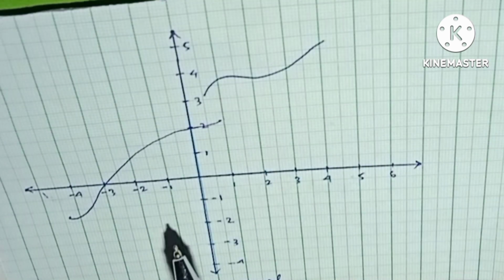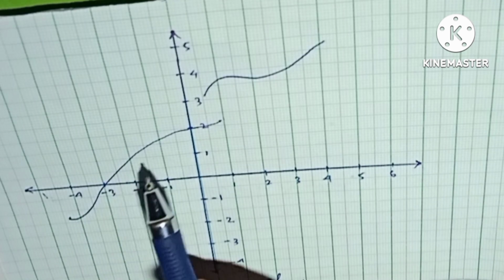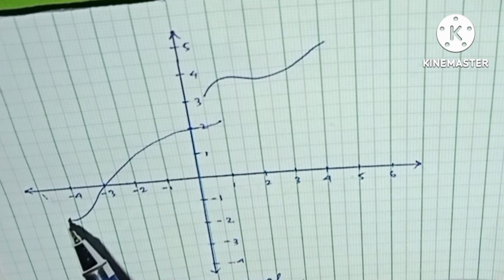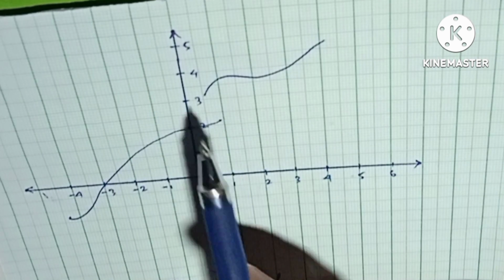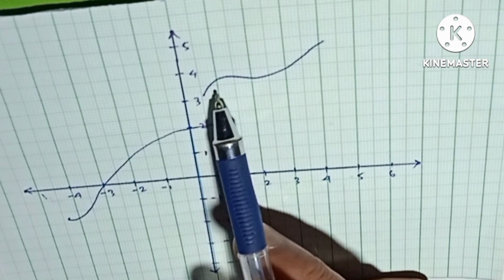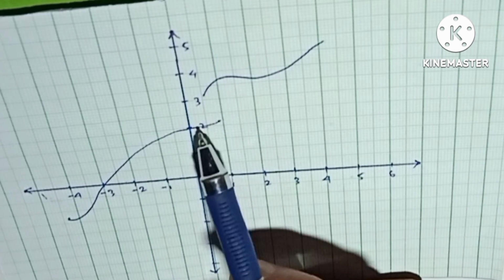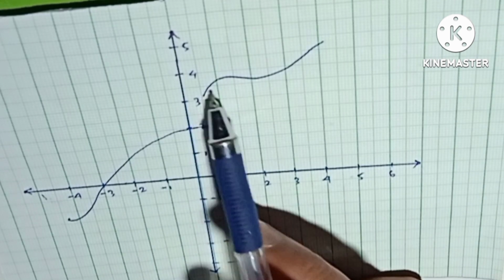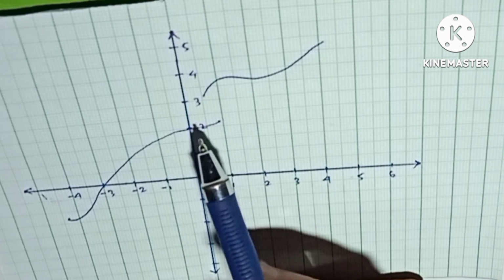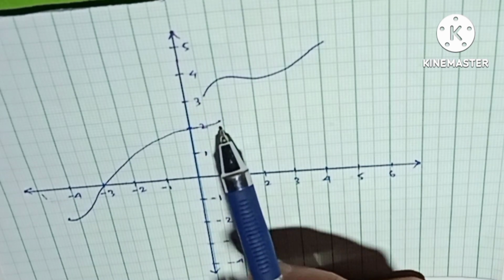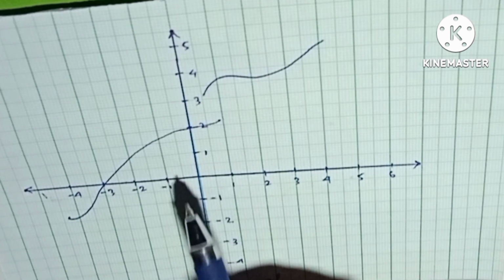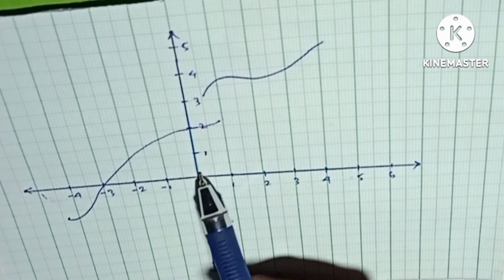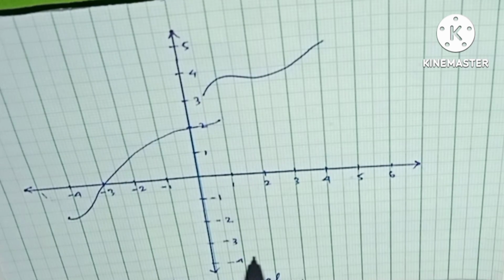Look at this second graph. When we draw the line starting here, the line ends here, and another line starts here. These two lines are not connected with each other. There is a break between the lines. This type of graph is called a discontinuous graph.